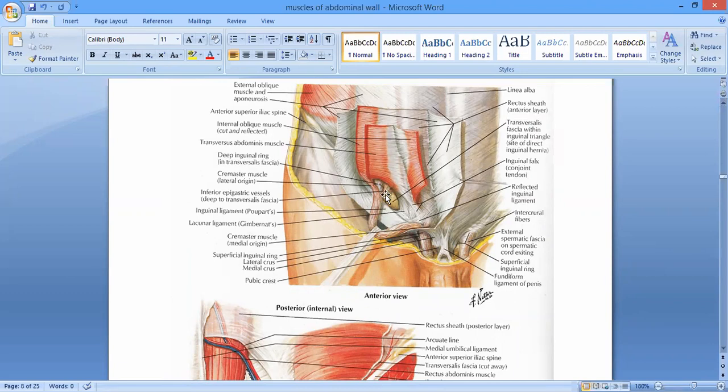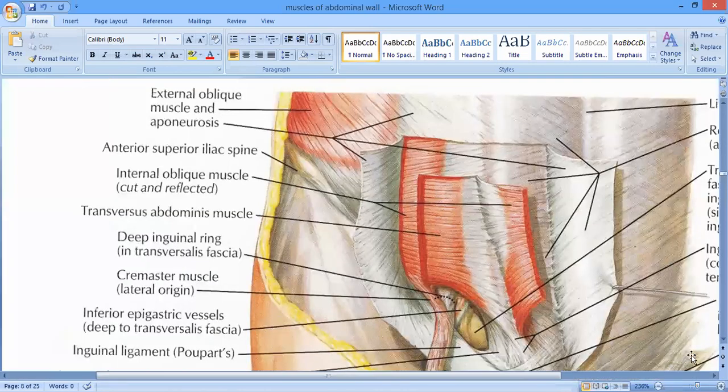But here you can see medially it is related with these vessels. These are the inferior epigastric vessels. ठीक है जी, medially it is related with the inferior epigastric vessels. Here you can see this.